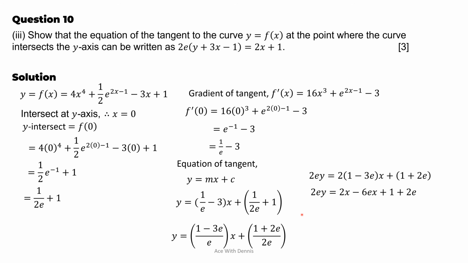Okay, then we expand the bracket, we get 2ey equals 2x minus 6ex plus 1 plus 2e. Alright, then we move all the terms consisting e to the left hand side. If not, we leave it on the right hand side. Okay, we get 2ey plus 6ex minus 2e equals 2x plus 1. Then we can factorize 2e: 2e bracket y plus 3x minus 1 equals 2x plus 1. Okay, now we compare this equation with the equation that we want to form. It is the same, right? So it wants us to show, then shown.